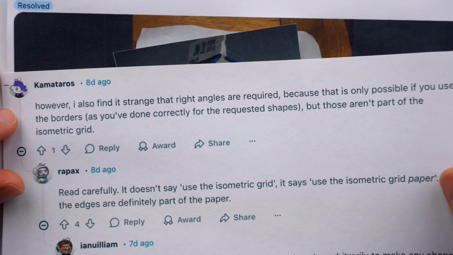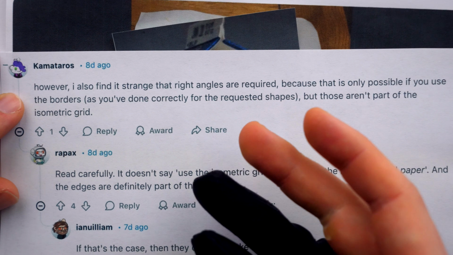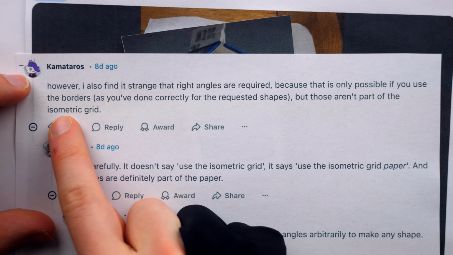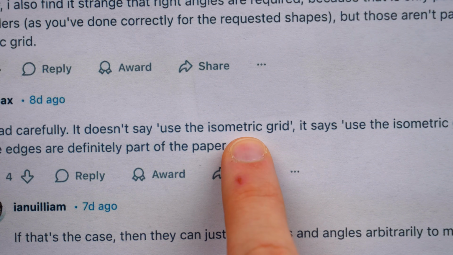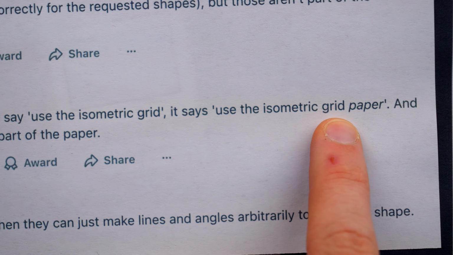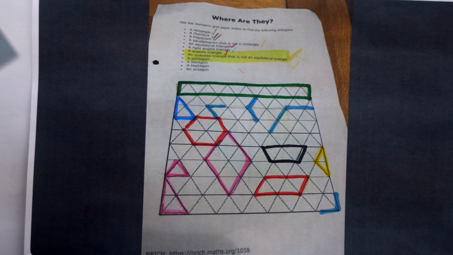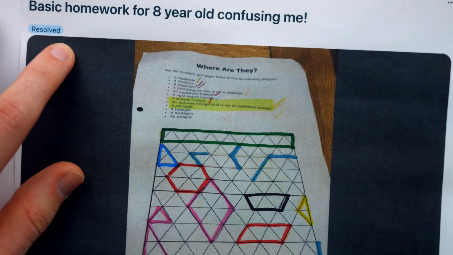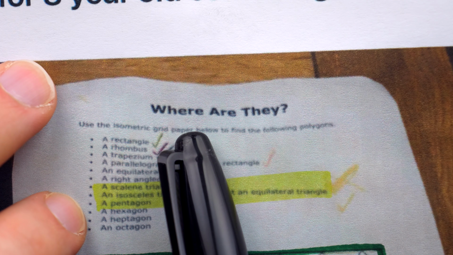This Redditor agreed that it's a little strange right angles are required for some of the shapes, since that requires use of the borders, which we might not consider to be part of the isometric grid. But it doesn't say we need to use the isometric grid, it says use the isometric grid paper. The borders are certainly part of the isometric grid paper. You would think this entire thing is the isometric grid paper, but if you look more closely, it actually says use the isometric grid paper below.